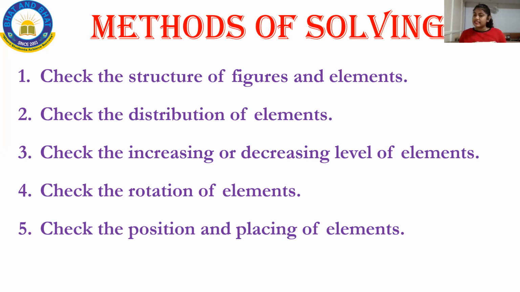I'll teach you with an example. The last one: check the position and placement of the elements. Like one figure will be in the right corner, another figure in option 2 will be down, or up in the middle, third will be in the middle. Like that, you have to check each and every position of the elements. These are the 5 methods to be followed while solving questions on odd man out.